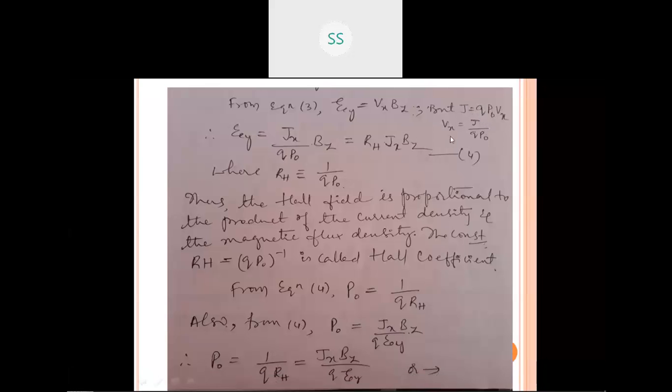Okay, so what we have, J equal to q p naught into Vx. This part we have discussed in the previous topic, conductivity and mobility. From that only it is taken. Therefore, what is Vx? I am trying to take out only Vx. So Vx is equal to J by q p naught. Very simple. Now I will substitute that Vx in the Ey equation.